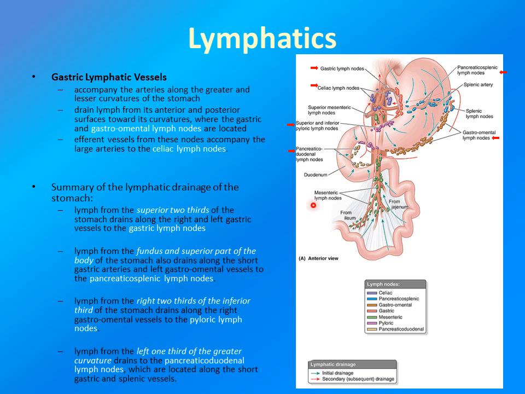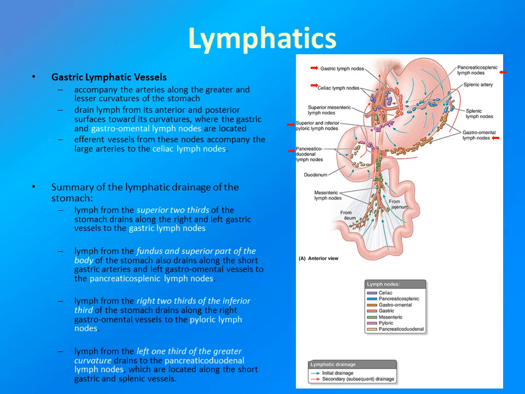You can see from the diagram at the right that the lymphatics of the stomach are very complex. Gastric lymphatic vessels in general accompany the arteries along the greater and lesser curvatures of the stomach, and they drain from its anterior and posterior surfaces toward the curvatures. At these curvatures are located nodes, such as the gastro-omental lymph nodes. Then efferent vessels accompany the large arteries to the celiac lymph nodes.